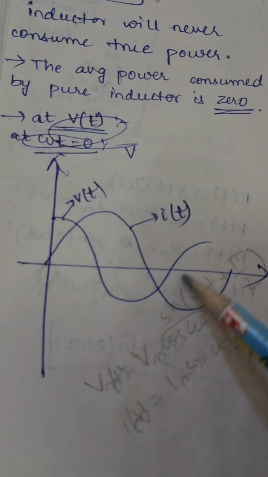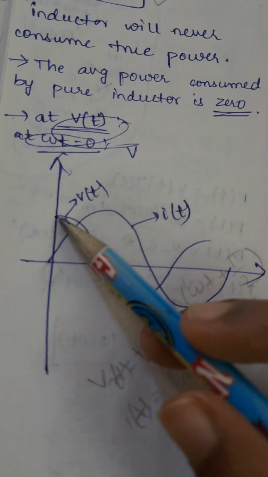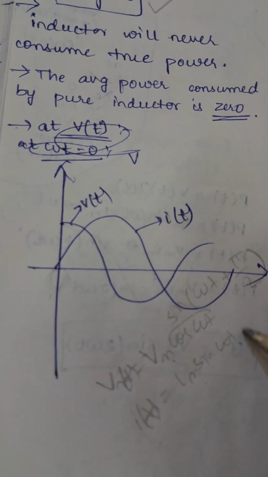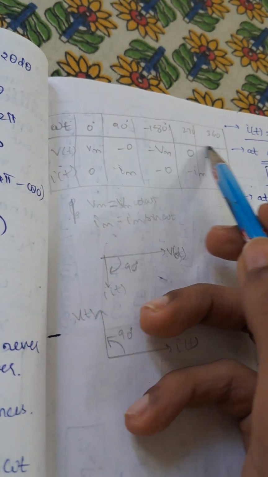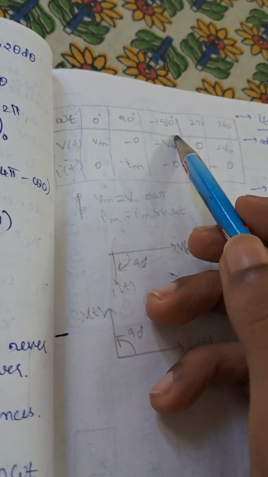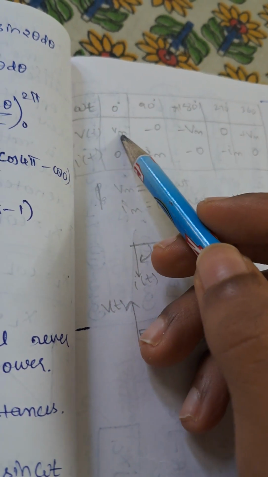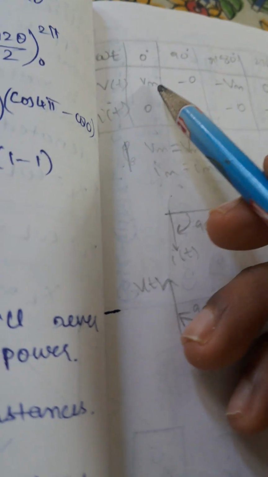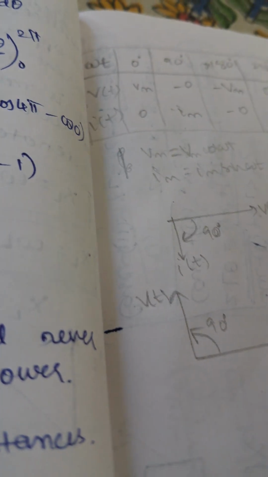This is the cos graph, this is the sine graph. Because V of t is Vm cos omega t, this is the cosine curve. I of t is Im sin omega t, so this is the sine curve. And here if we substitute values at 0 degrees, 90 degrees, 180, 270, 360 for V of t and I of t, as V is Vm cos omega t, cos of 0 is 1 only, so Vm.